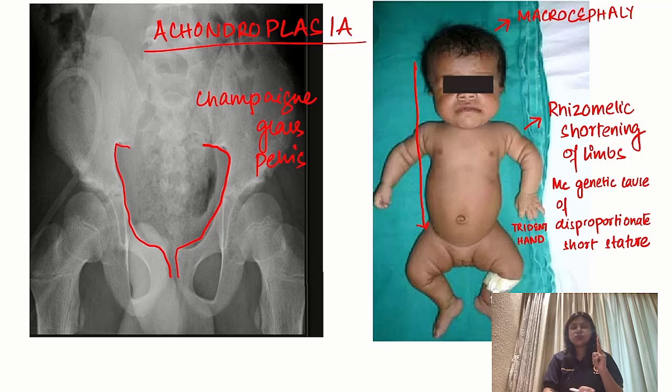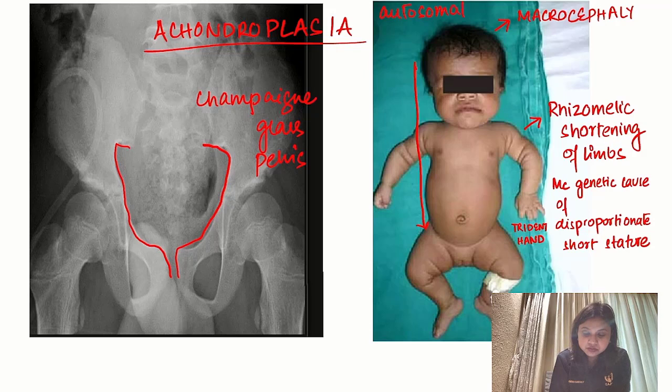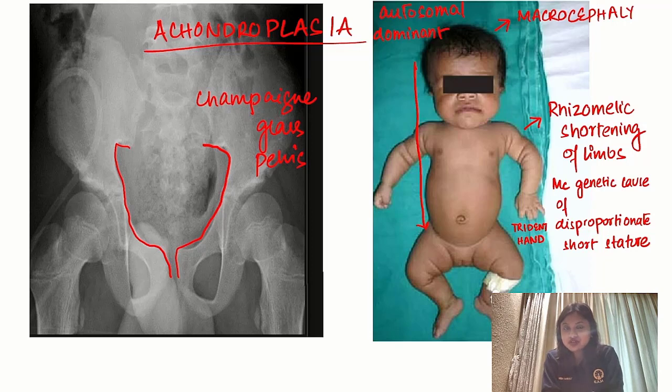Two more MCQs mainly for your FMGE exams. First is, what is the inheritance pattern of achondroplasia? What is the Mendelian inheritance of achondroplasia? The answer is autosomal dominant. So this is autosomal dominant. Next question. So the mutation is FGFR3 mutation.